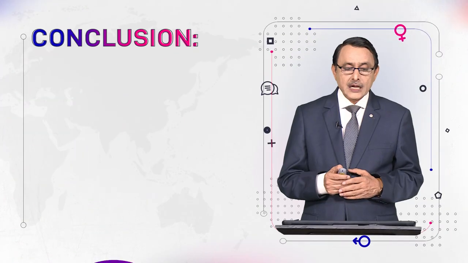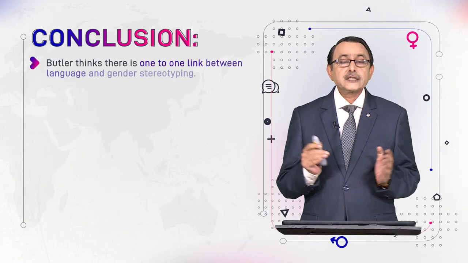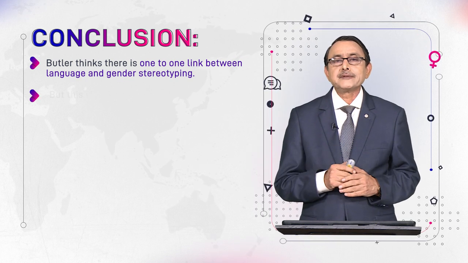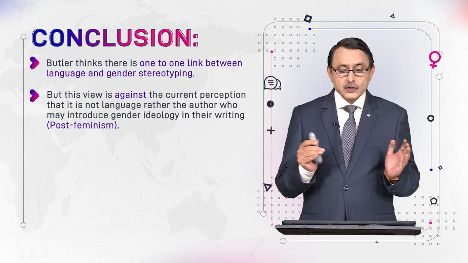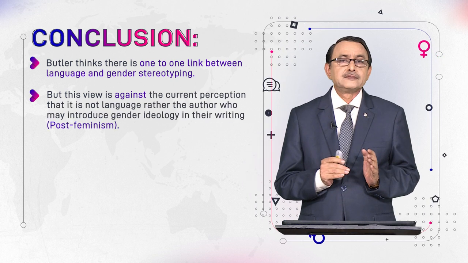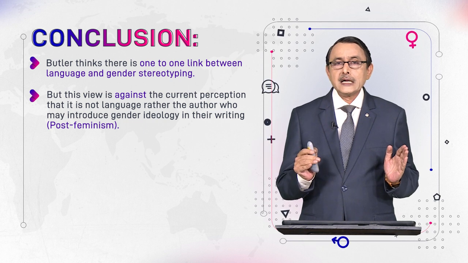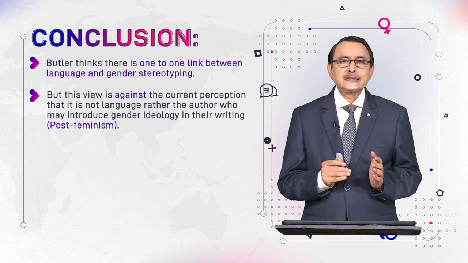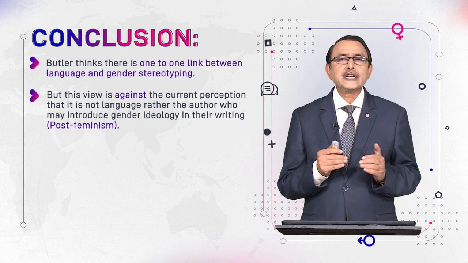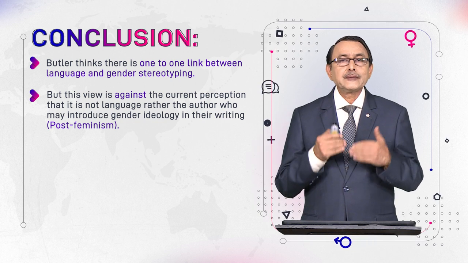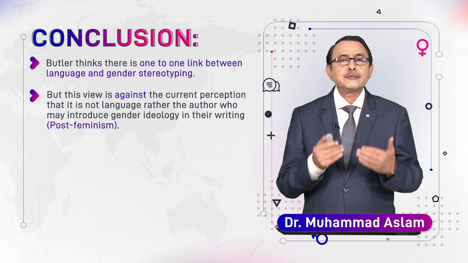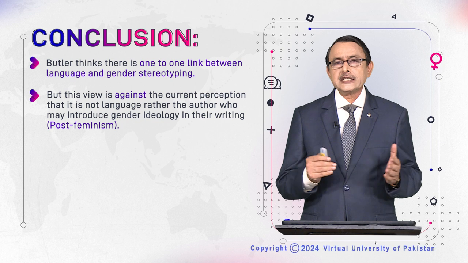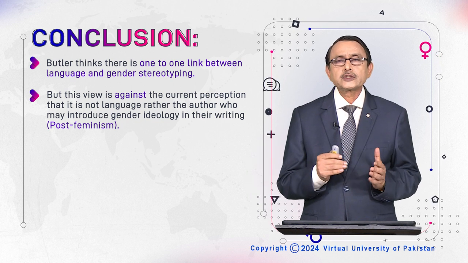So we conclude that Butler thinks there is a one-to-one link between language and gender stereotype. But this view is against the current perception that it is not language that is directly linked with gender. It is the author who can use language to present gender, to present men and women from a particular, specific perspective. This is the thinking that prevails these days, and we call it post-feminism.